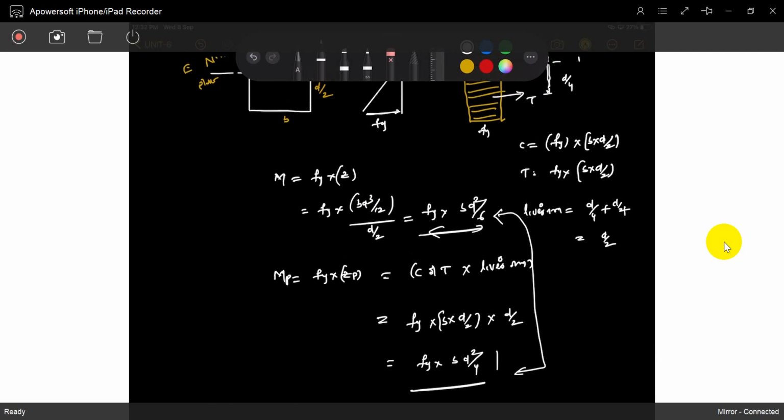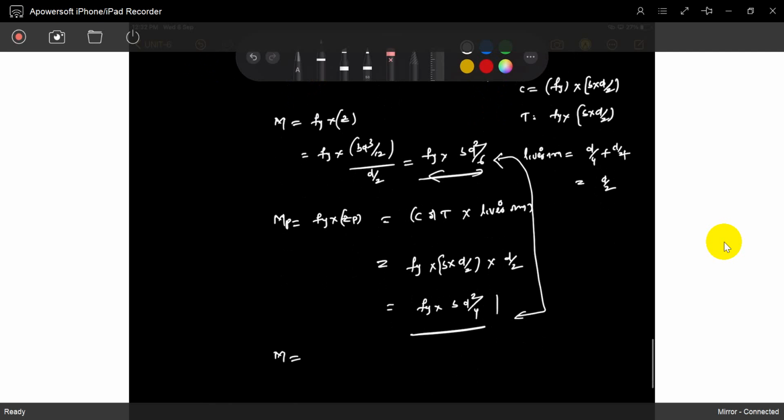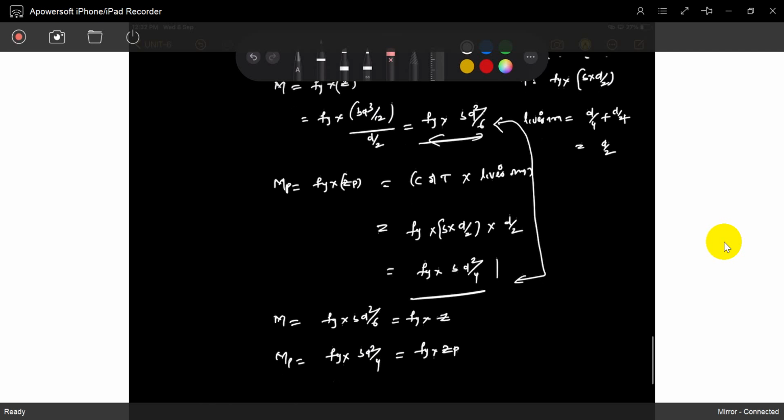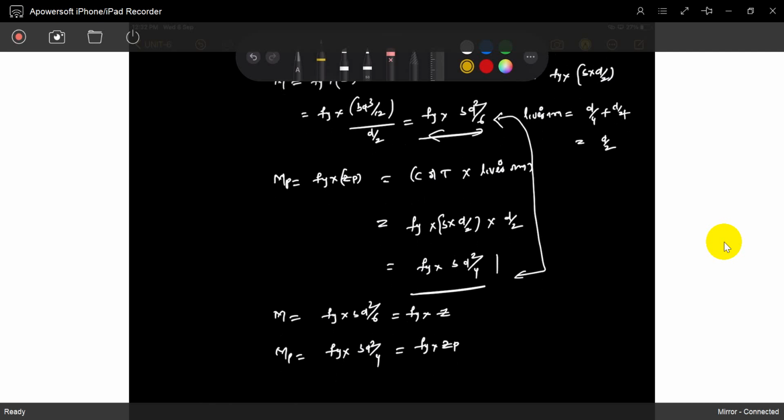Directly going to the I section, something may seem wrong because you can't understand it directly. Now we can see this is M. M is Fy into bd square by 6, that is Fy into Z. That is the elastic section resistance, the yield resistance. For plastic, it is Fy into bd square by 4, it is increasing. This is exactly Fy into Zp. Now you can see Z is this value, Zp is this.